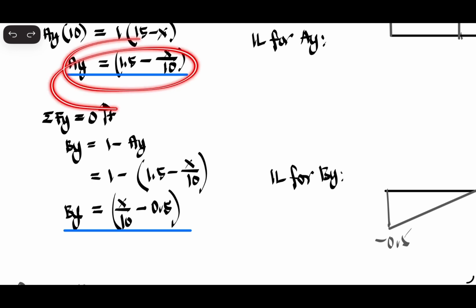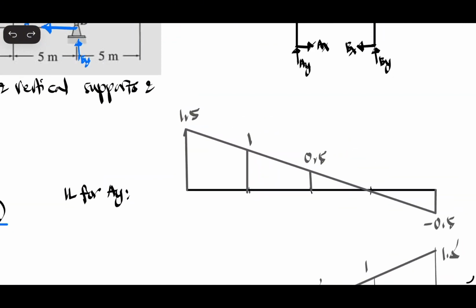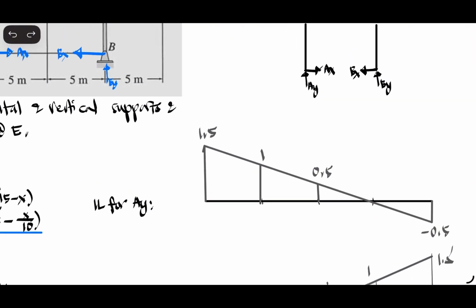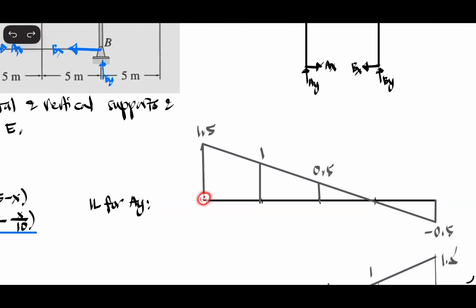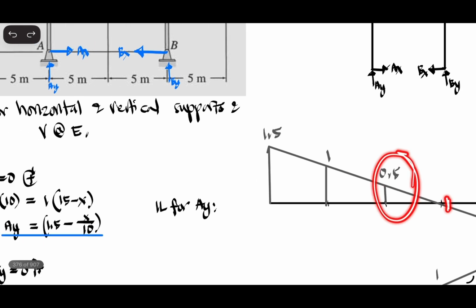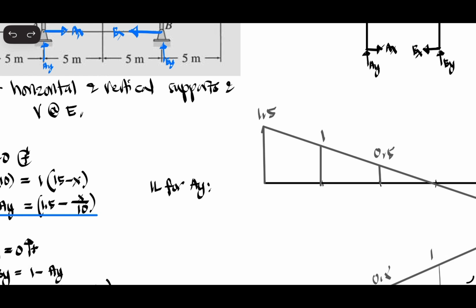Using these two equations for AY and BY, we can now sketch the influence lines for AY and BY. Using the equation for AY, 1.5 minus X over 10, we substitute values of X. At X equals 0, the value of AY is 1.5. At X equals 5 meters, 1.5 minus 0.5 is 1.0. At X equals 10, 10 over 10 is 1, so 1.5 minus 1 is 0.5. At X equals 15, 1.5 minus 1.5 is 0.